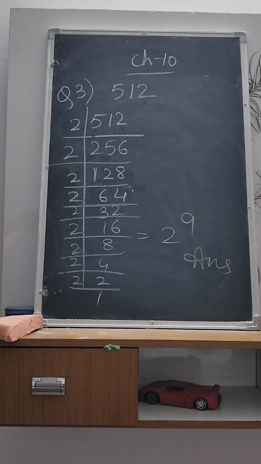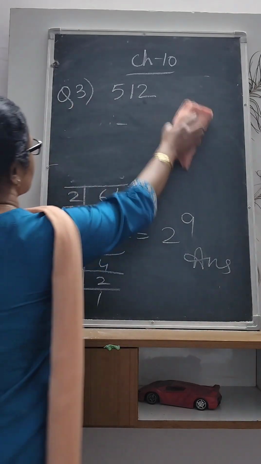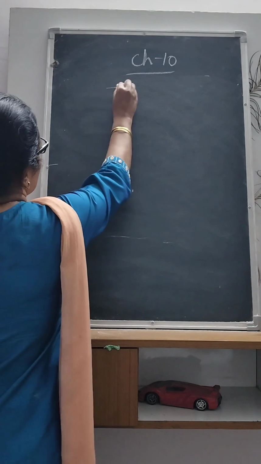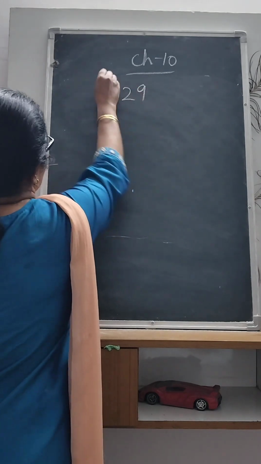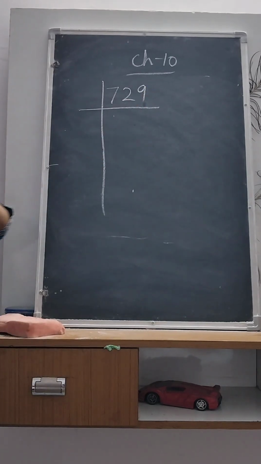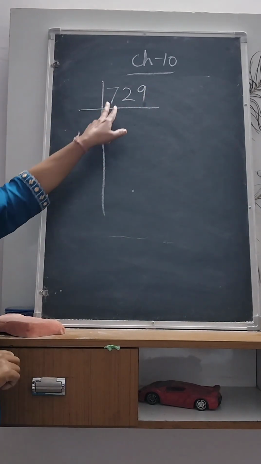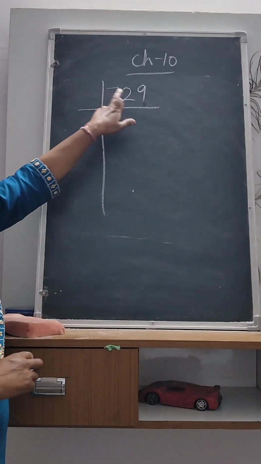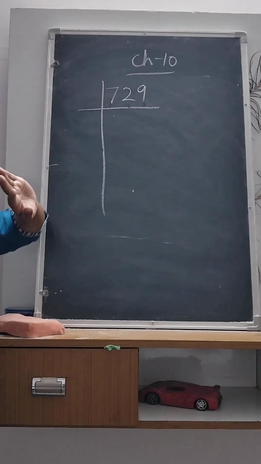Now students, one more example of this kind we can do. So let us do 729. If you see, the last digit is 9, so it is not divisible by 2. You can check the divisibility by 3. The divisibility of 3 says to add all the digits. 7 plus 2 is 9, 9 plus 9 is 18. It means it will be divisible by 3.